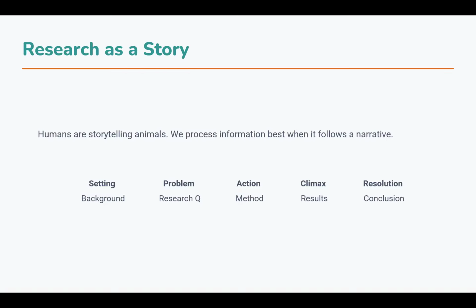Setting, problem, action, climax, resolution. Your setting is your background, your problem is your research questions, your action is methodology, your climax, or rather the peak point of your story, is your results, and your resolution is your conclusion. So what is highlighted on top is the narrative signpost. What is highlighted at the bottom is your research signpost. So if you can simultaneously narrate your story with a storyline, your research is going to be pitch perfect so that your audience will get the idea nicely.